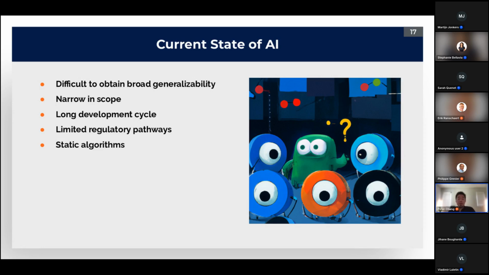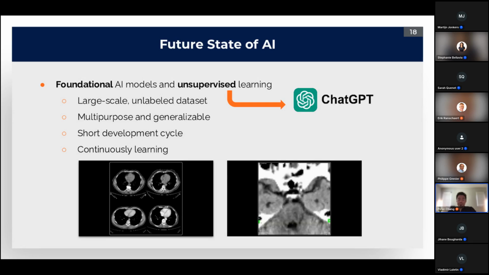All right, in the last minute or two, I want to highlight some of the trends for the future of artificial intelligence, particularly from an algorithm and development perspective. As many of us know, AI is currently very difficult to make well. It's hard to obtain broad generalizability across multiple hospitals. The applications tend to only focus on one very specific narrow use case. And as a result, it's very hard to induce these algorithms to evolve, to get better, to grow over time.